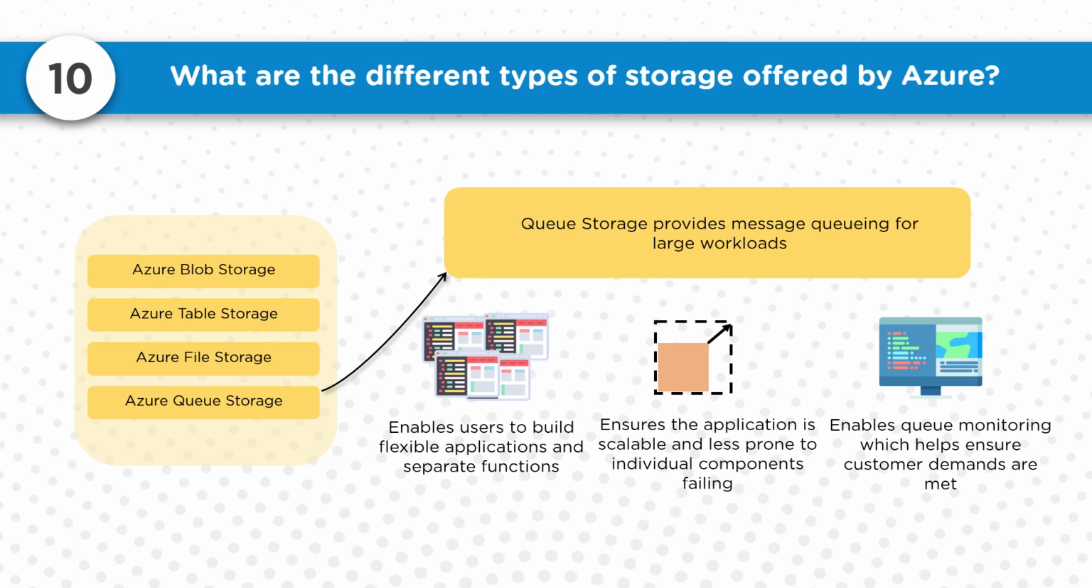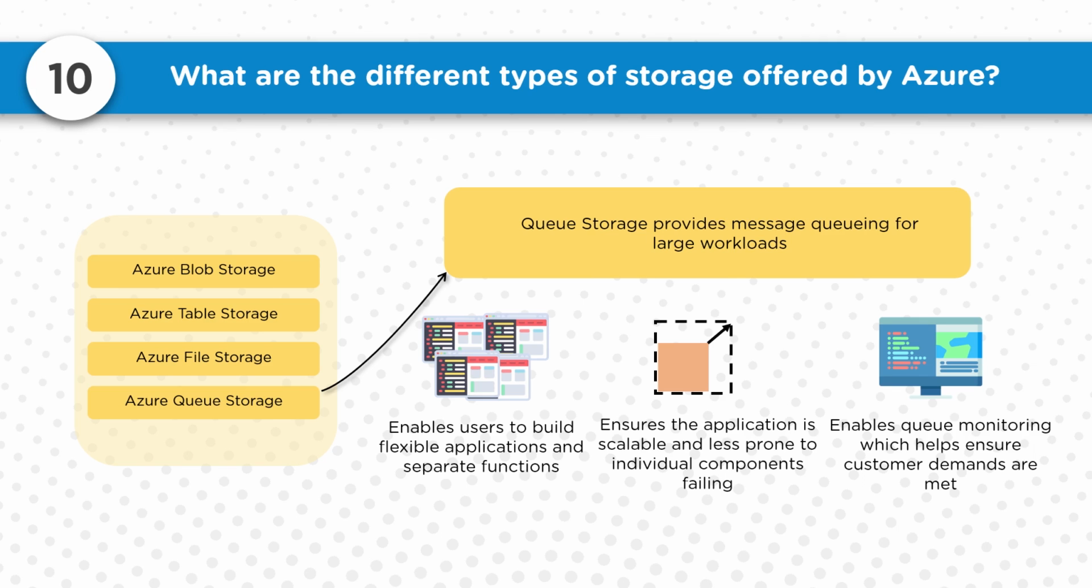Here, a single message can be up to 64 kilobytes in size, and in a queue we can have millions of messages. The limit can actually go up as long as we have not reached the limit of the storage account. So it's millions and millions of requests that can be stored in the queue storage.